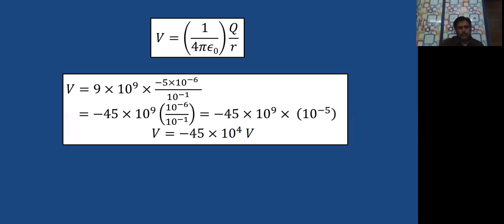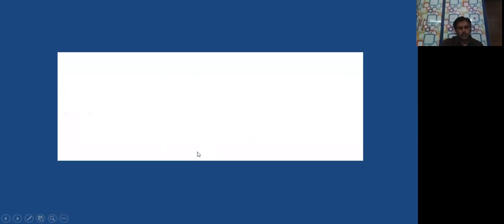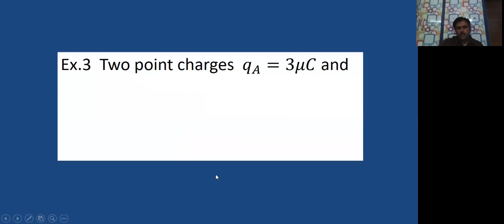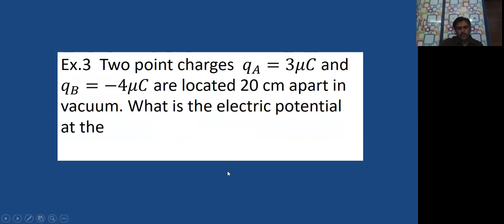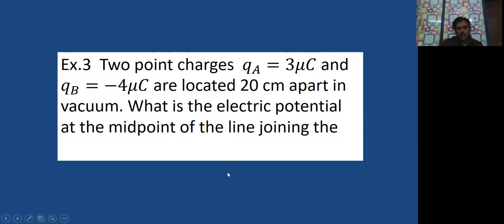Okay, let me move on with one more example. Example number 3. Two point charges, QA equal to 3 microcoulombs and QB equal to minus 4 microcoulombs, are located 20 centimeters apart in vacuum. What is the electric potential at the midpoint of the line joining the two charges? Same type of question I discussed in unit 4 for calculating electric field. Now again, same type of question I am discussing for calculating electric potential in this unit, children.